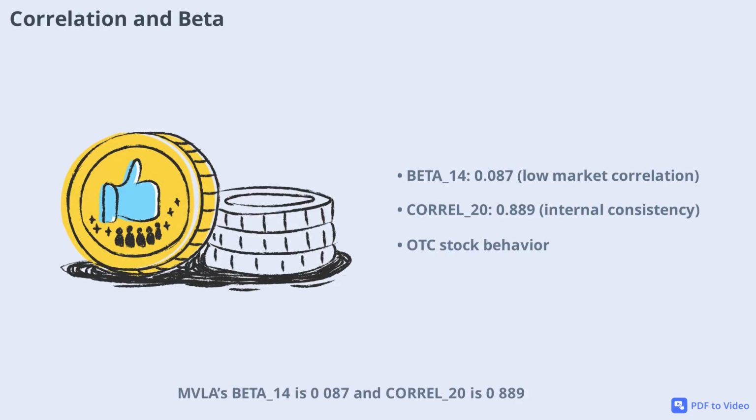MVLA's beta 14 is 0.087, and CORREL 20 is 0.889. The low beta suggests that the stock's price movements are not strongly correlated with the broader market, while the high correlation value indicates that recent price changes have been consistent within its own trend. This combination is typical for OTC stocks, which often move independently of major indices.